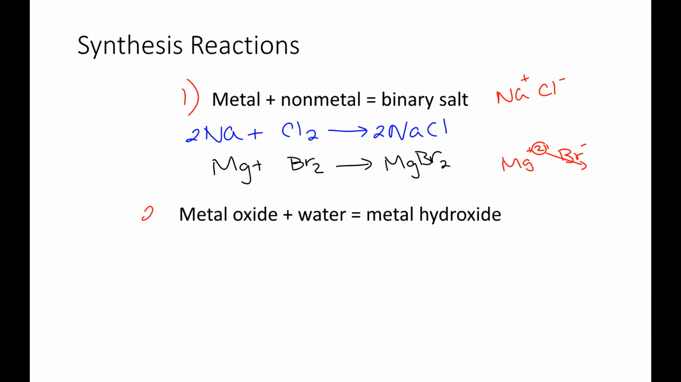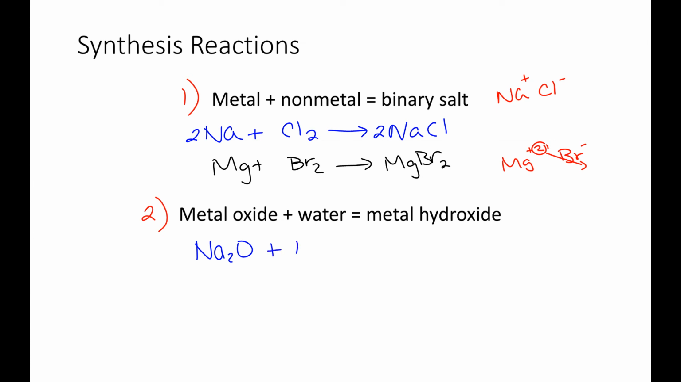The second one: you have a metal oxide plus water equals a metal hydroxide. A metal oxide means it's a metal with oxygen attached to it. So let's do a simple one. Let's do sodium oxide, which is Na2O. I know it's an oxide because it has an O at the end and it starts with a metal. And then we're going to add water.